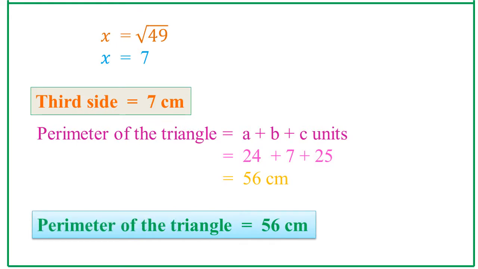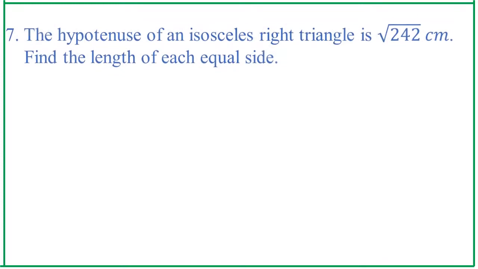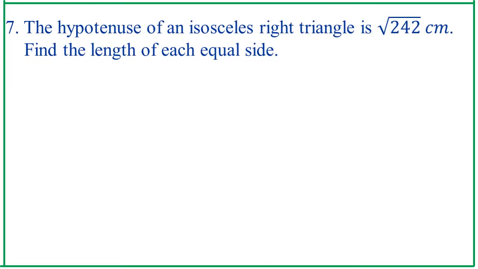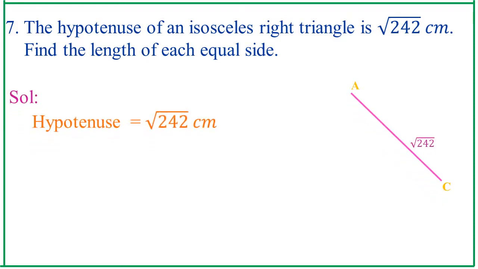Finally, we got third side 7 centimeter. Perimeter of the triangle 56 centimeter. Let's see seventh one. The hypotenuse of an isosceles right triangle is root of 242 centimeter. Find the length of each equal side. Let us find the solution.